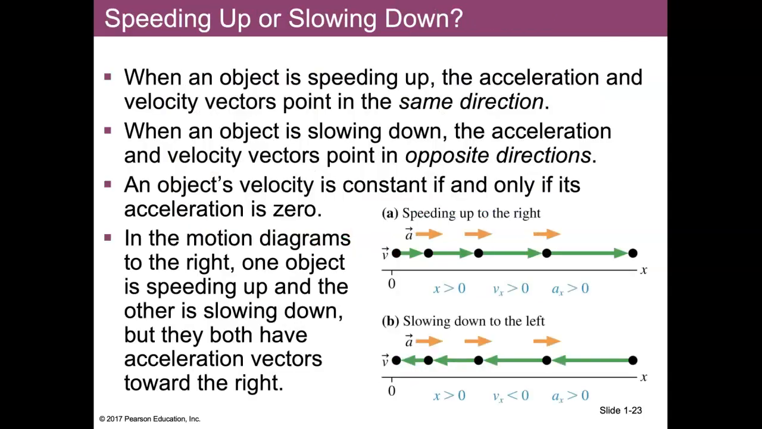When an object is speeding up, we'll see that the acceleration and the velocity vectors are in the same direction. And then notice that this object is moving to the left, but it's slowing down. And so the acceleration vectors are going to be in the opposite direction of the motion. So in letter A, notice that we are speeding up here, and in letter B, we are slowing down, but the acceleration vector is exactly the same because we're slowing down to the left.